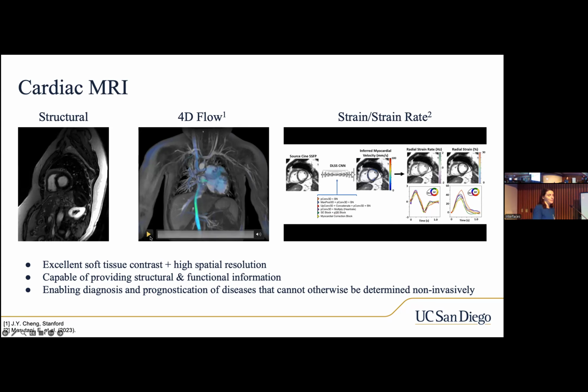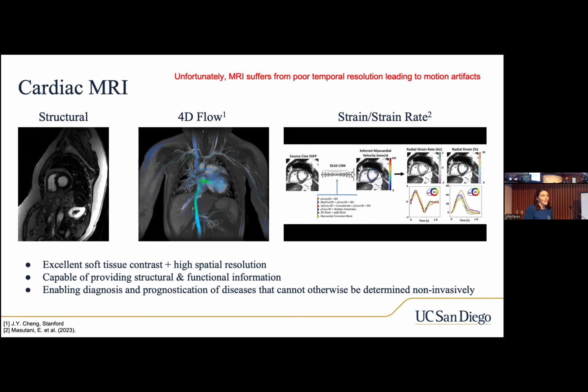So like 4D flow, for example, you can see hemodynamic information. And you can also get strain and strain rate information, kind of small, but from SSFP MRI. So all these things have been shown to help with assessment and diagnosing different types of cardiac diseases, which other imaging modalities can't really do. So there's a lot of plus sides to MRI, especially for cardiac.